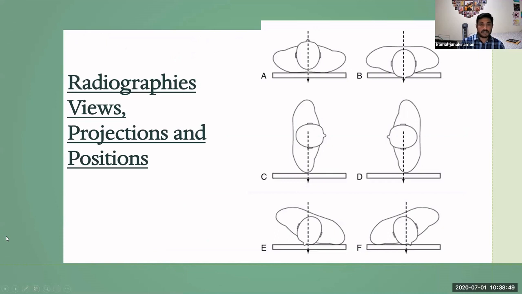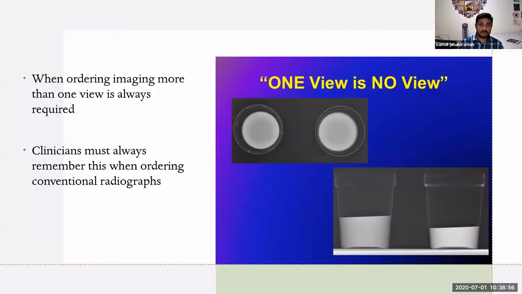Now, the next topic is the radiographic views, projections, and positions. Remember always, when ordering an image, more than one view is required. The clinician must always remember this when ordering conventional radiographs. You can see here, two cups of milk seen from the top look the same, but when you look from the side, you can see the difference.